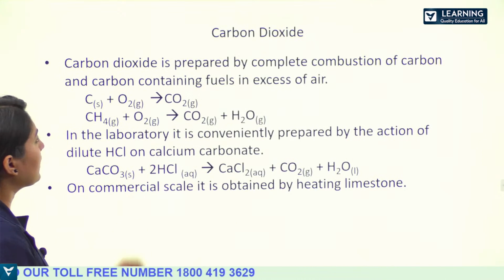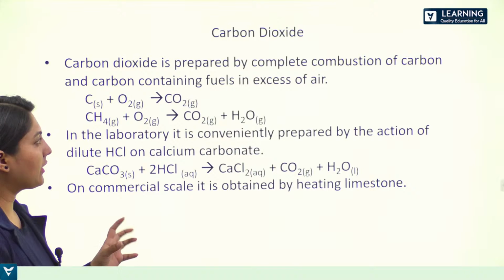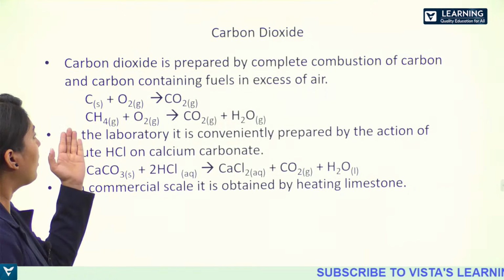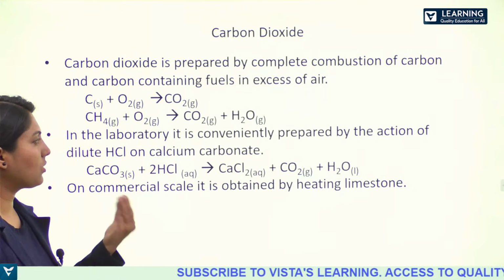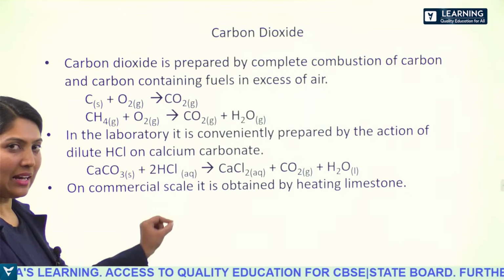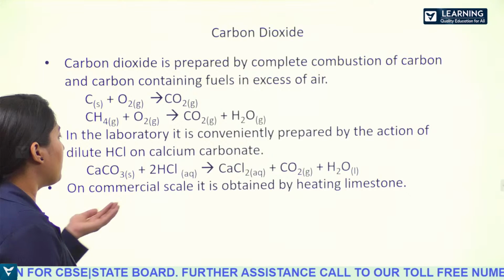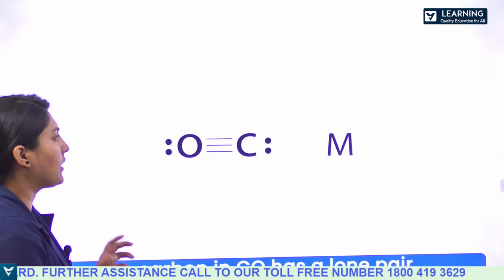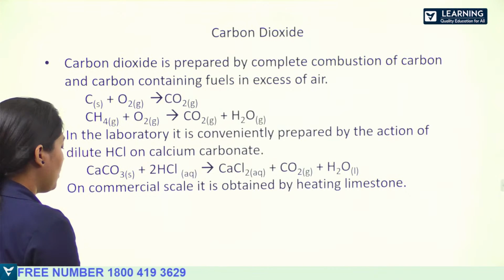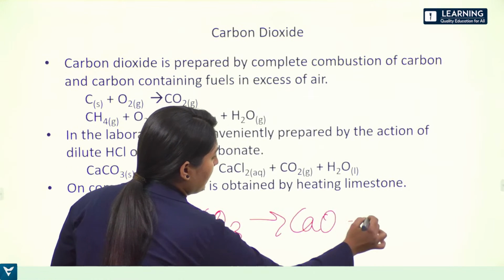So here carbon dioxide is prepared by complete combustion of carbon and carbon-containing fuels. So carbon reacting with oxygen gives carbon dioxide, or methane reacting with oxygen gives carbon dioxide and water. In the laboratory process, how do we do it? We take calcium carbonate and add acid to it. So we get calcium chloride with carbon dioxide and water. On a commercial scale, we heat the limestone. When we heat the calcium carbonate, we get calcium oxide with carbon dioxide.